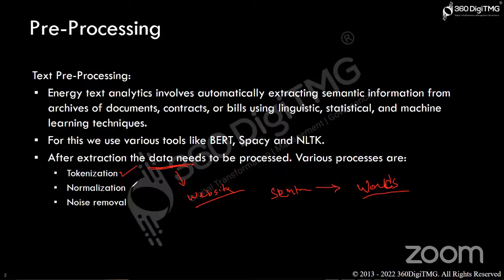Then normalization, which is converting multiple forms of a word into a single form. Noise removal, which covers various other methods: if the text has typos, or punctuation marks, or some words which we do not need, we'll have to remove all of those.